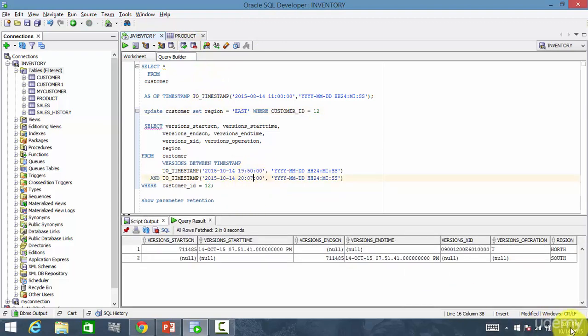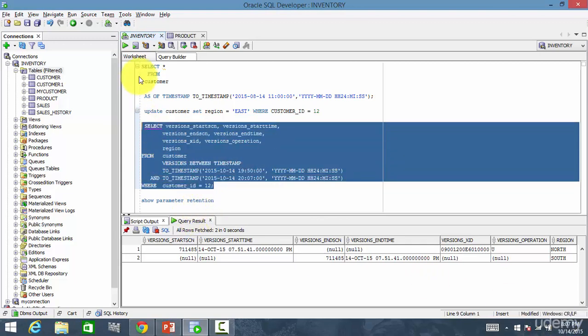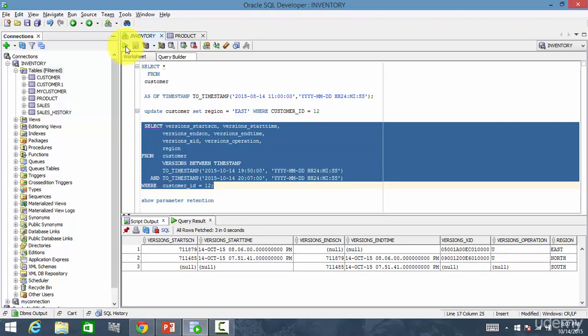and let me change this to 7, because the time is 8:07, and let me execute this. You see, one more record is inserted. At 8:06, we changed it to east. And what was the operation which changed it to east? It was update. Even here it was update.